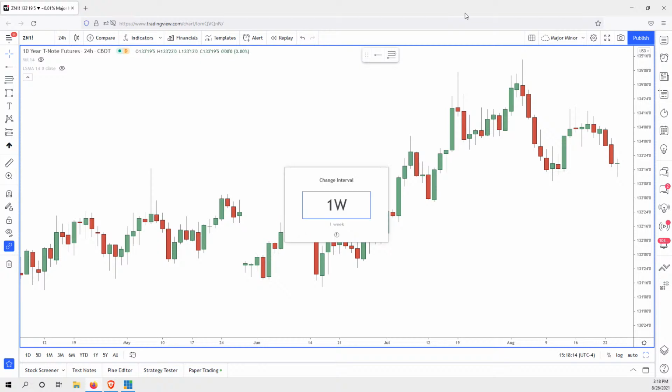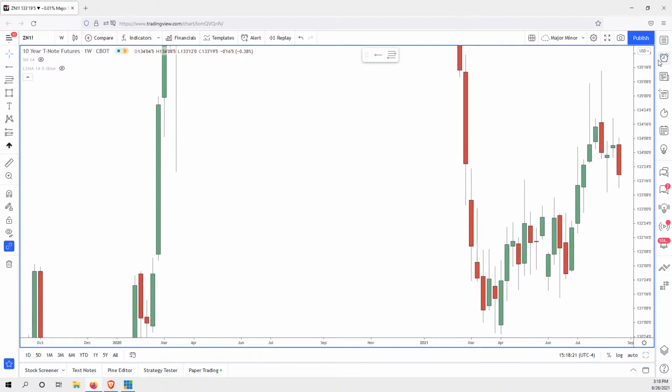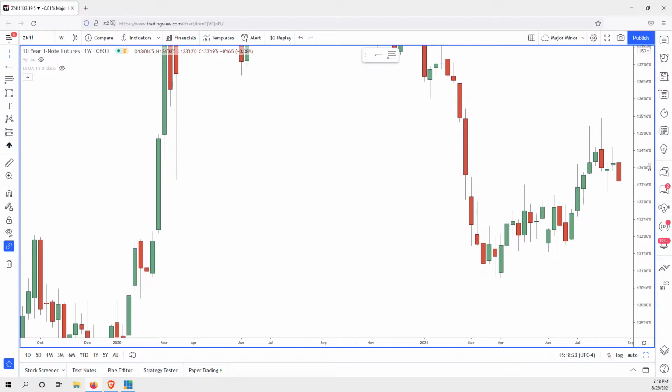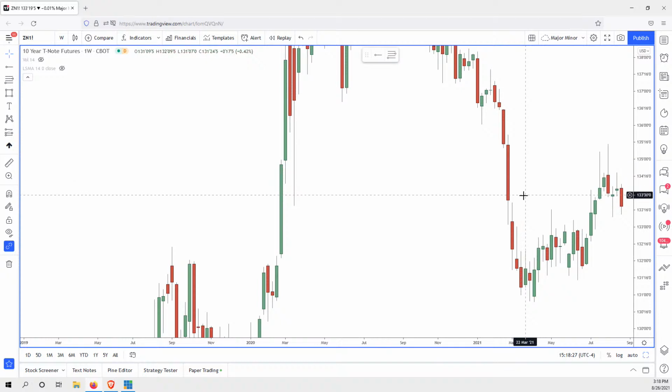Let's look at the weekly chart, because when it comes to bonds, they move very slow, so you need to see a bigger picture. Now look at this. In the bond market, we have a sell signal on the weekly chart. It took out the previous week's low. You see that? And we have a lower high that was established a few weeks ago. That is bearish for bond prices.